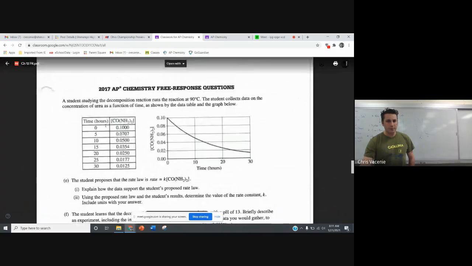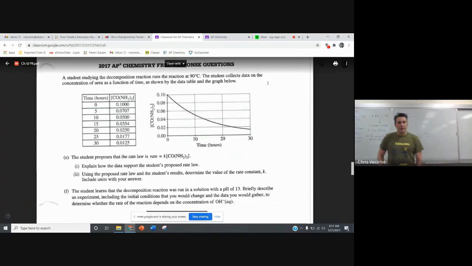This one here is another short free response. It says we do a study of the decomposition of a reaction. They collect the data, so you're looking at time in one column and concentration in the other. If we have time in one column and concentration in the other, we can do our integrated rate law checks. We would do concentration versus time. The graph we're looking at is our check for zero order. It's not linear. They didn't give us the other two checks, the ln versus time or the 1 over concentration versus time. So the student is proposing that the rate law is rate equals k times [CONH2] to the first, so it's saying it's first order.